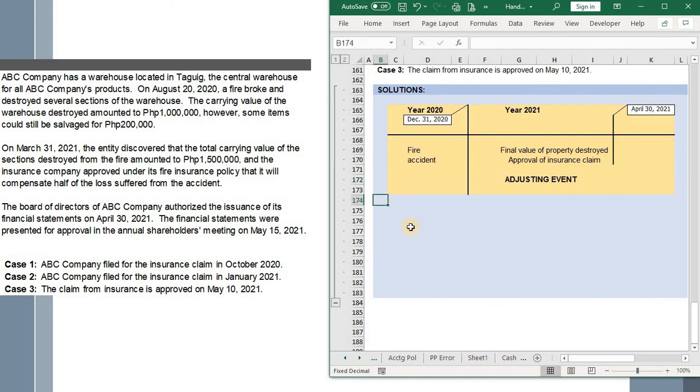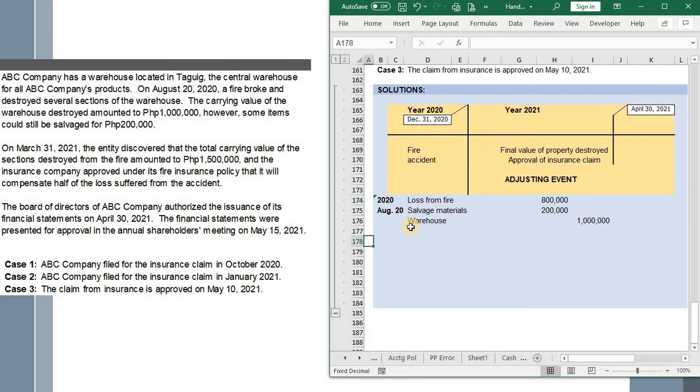So before we proceed to the adjusting entry, let us first prepare the entry that is made in 2020. So that will be on August 2020. So the journal entry would be a credit to warehouse for 1 million pesos because as of the end of 2020, the initial carrying value determined that were destroyed by fire is 1 million pesos. And out of the 1 million pesos, 200,000 pesos can be recovered or can be salvaged. As a result, the entity recorded a loss from fire, which is 800,000 pesos. So that is net of the salvage materials.